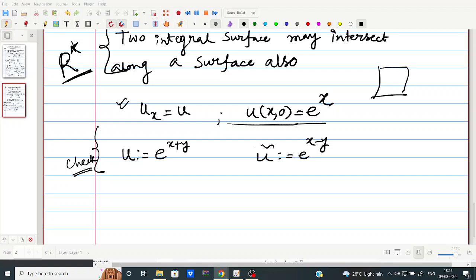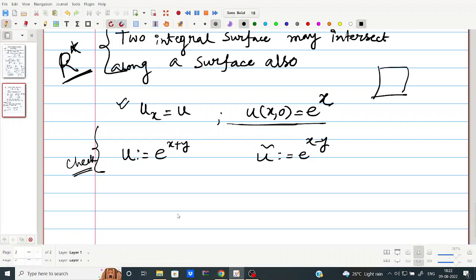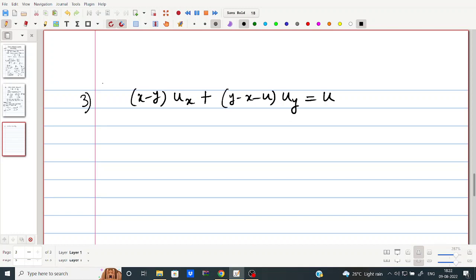Consider this Cauchy problem. Which one of the following represents a characteristic curve passing through the point (1, 1, 1)? Let me write the Cauchy problem. It is given by (x − y)u_x + (y − x − u)u_y = u, with the condition u(x, x) = 1 for x in R. The characteristic passes through (1, 1, 1). First, solve by the characteristic method.